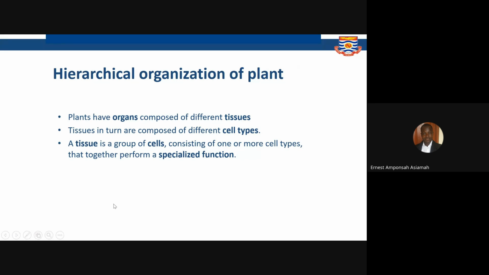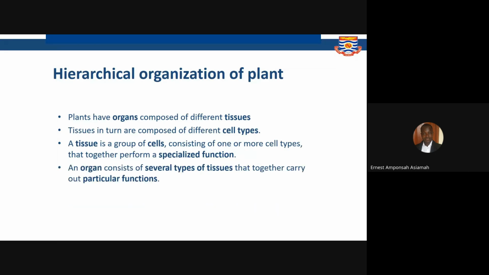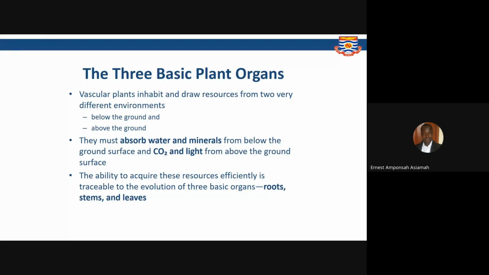So tissues have a particular function, but it is as a result of several cells which are present in the tissue. So the plant is made up of different organs, and I want us to look at the organs of the plant. The organs in a plant are the root, stem, and leaves.